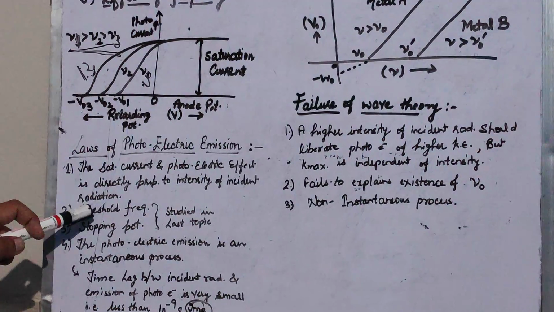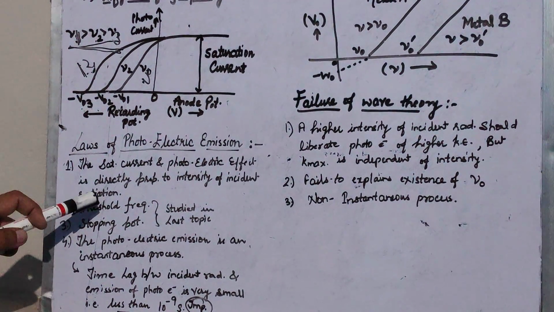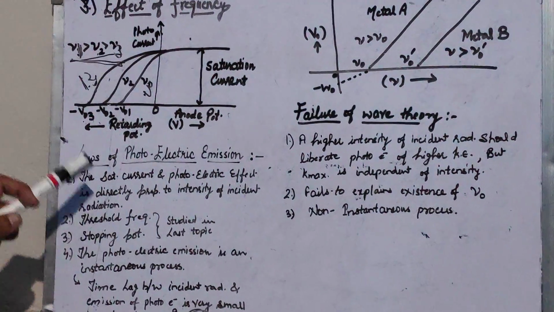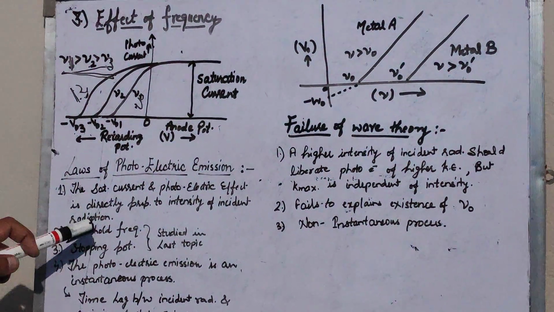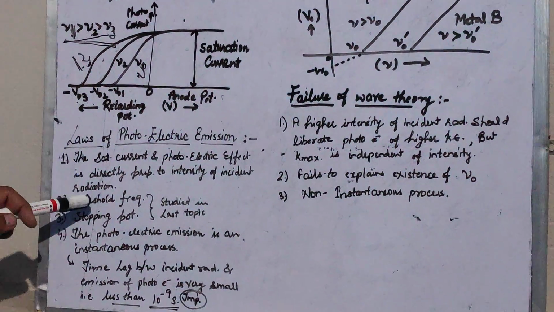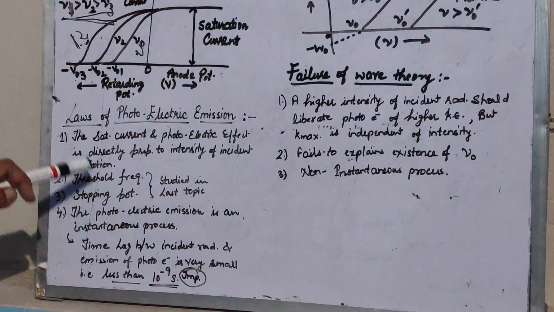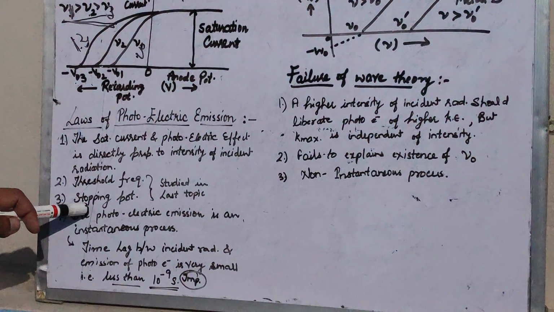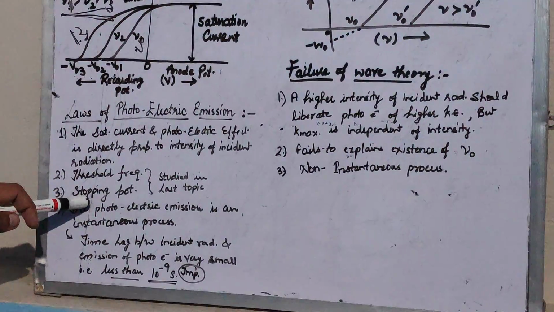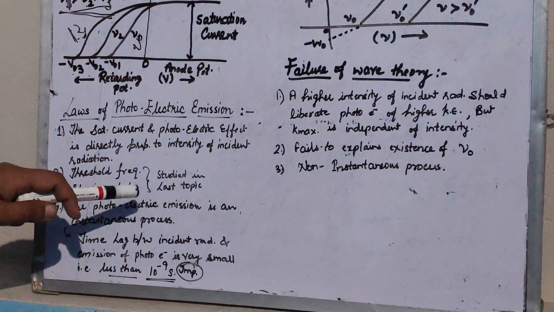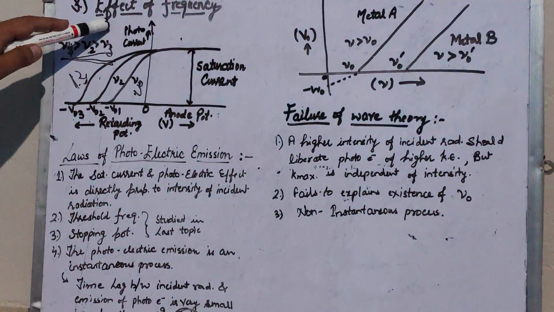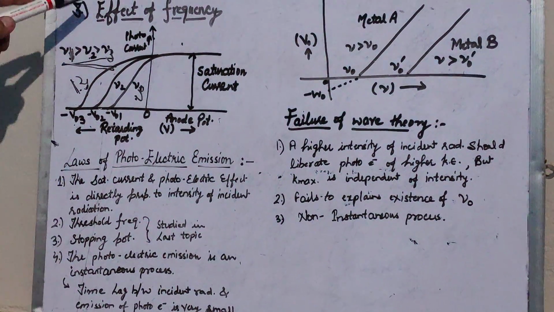For a given photosensitive material, there exists a certain minimum threshold frequency, or you can say cutoff frequency, below which no photoelectrons are emitted, however high the intensity of the incident radiation is. This is known as the threshold frequency. Above the threshold frequency, we have the concept of stopping potential, that is, the maximum kinetic energy of the photoelectron is directly proportional to the frequency of incident radiation.